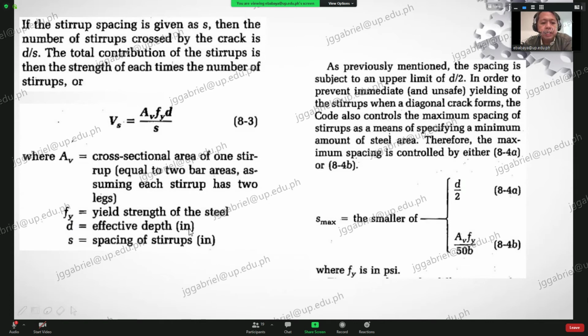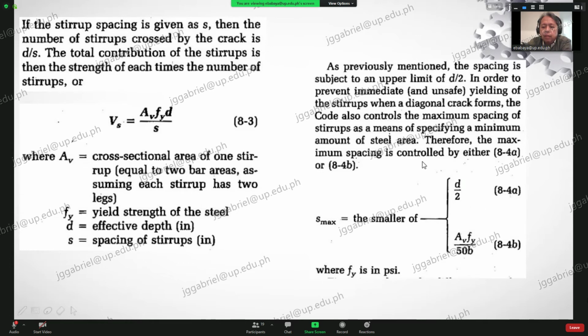Of course, D is the effective depth. S is the spacing of stirrups. Now, it says here, as previously mentioned, the spacing is subject to an upper limit of D over 2. In order to prevent immediate and unsafe yielding of the stirrups when a diagonal crack forms, the code also controls the maximum spacing of stirrups as a means of specifying a minimum amount of steel area. Therefore, the maximum spacing is controlled by the smaller of the two.